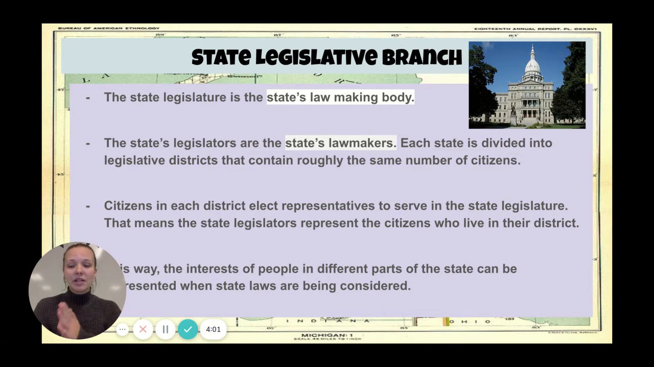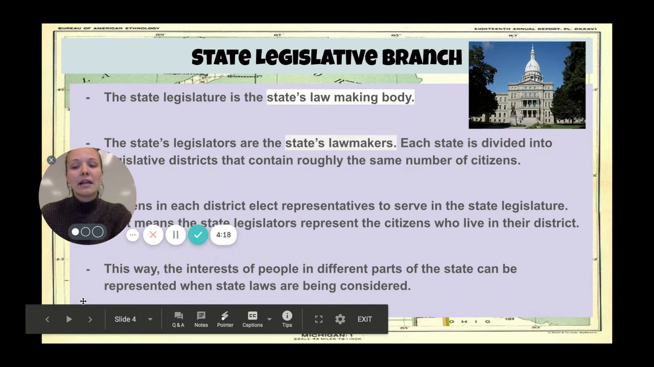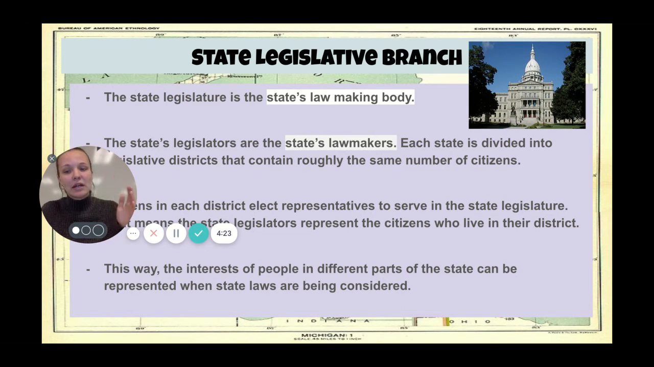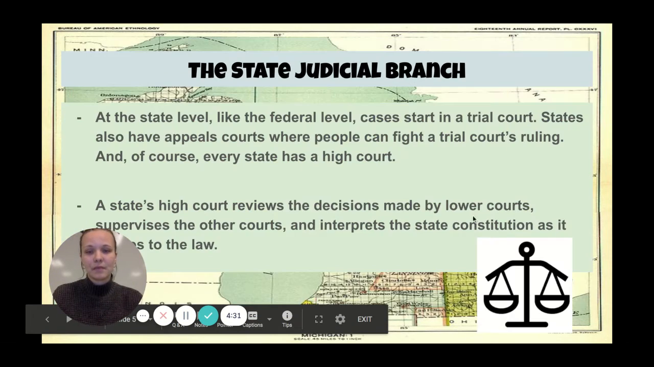For example, Michigan is split up into different districts, and they elect people from each of their districts to go into our legislative branch to make sure that all areas of Michigan are getting equal representation. That way, when laws are created, it's fair for everybody in Michigan and it doesn't just benefit certain areas. This branch is super important and it's really great for everybody to have equal representation.